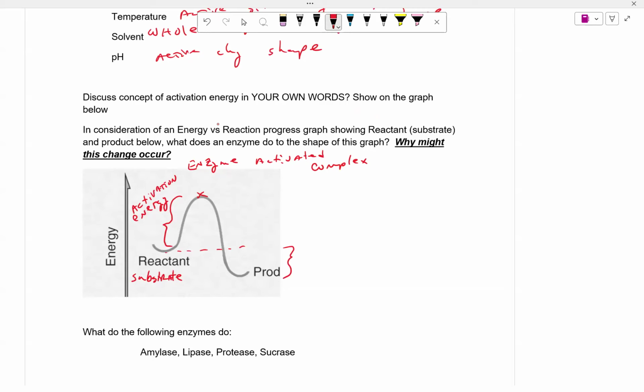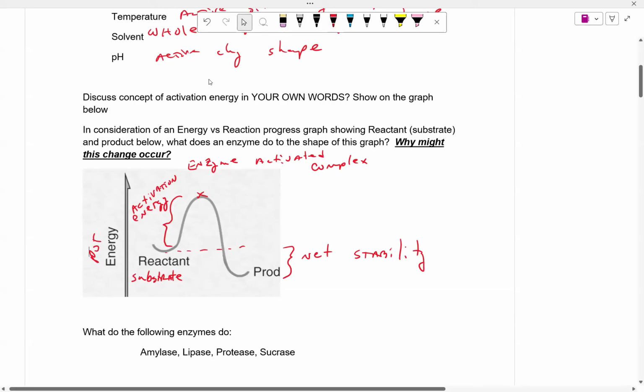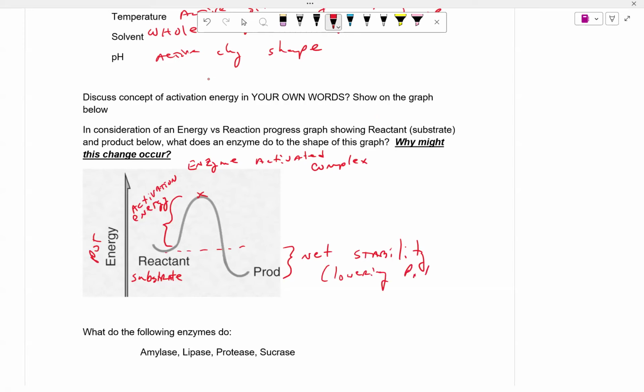This is the net stability the products have gained over the stability of the substrate. So it's got to go down because this is potential energy. The lower the potential energy, the more stable it is. So what we're doing is we're lowering the potential energy. It has to happen. If that doesn't happen, the reaction will not go because that means the products are more unstable than the reactants.